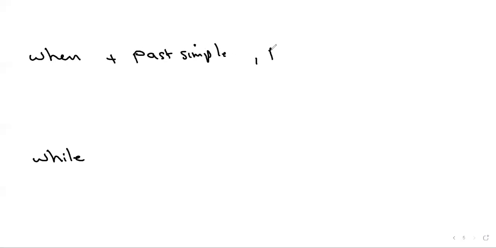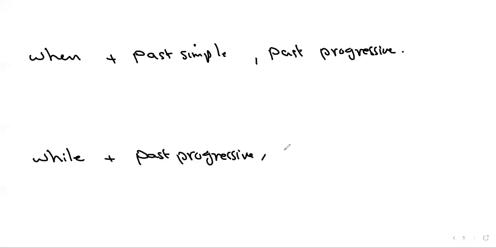We have some linking words. We have when and while to connect the two tenses. When is followed by past simple, and after that, past progressive. And while is followed by past progressive. After that, past simple.